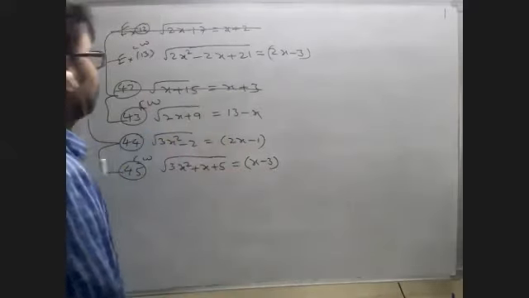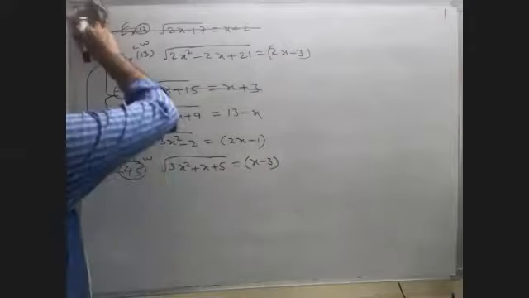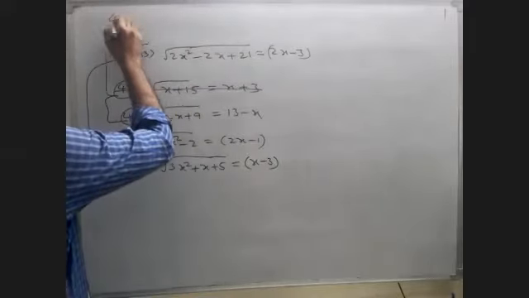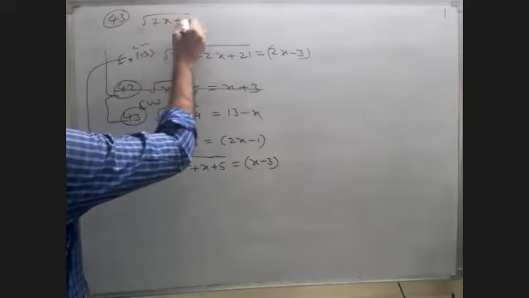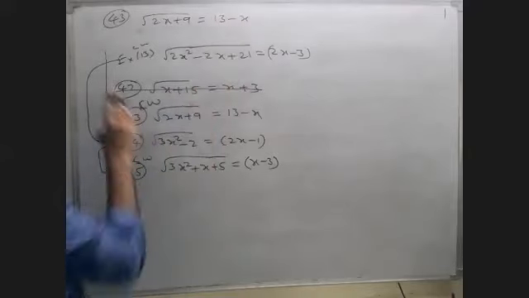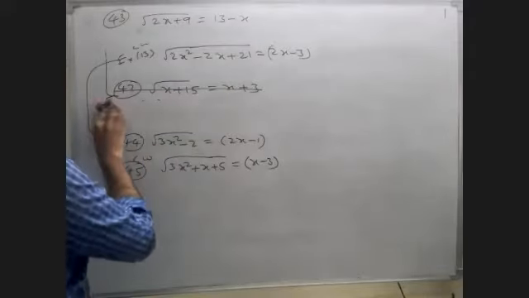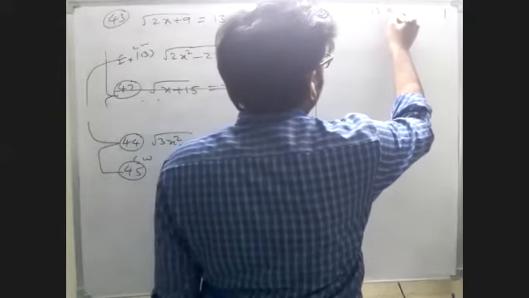Example 13 and question number 43. First I will give you that 43 question: root over 2x plus 9 is equal to 13 minus x is the question. And after that, example 13 and 45.